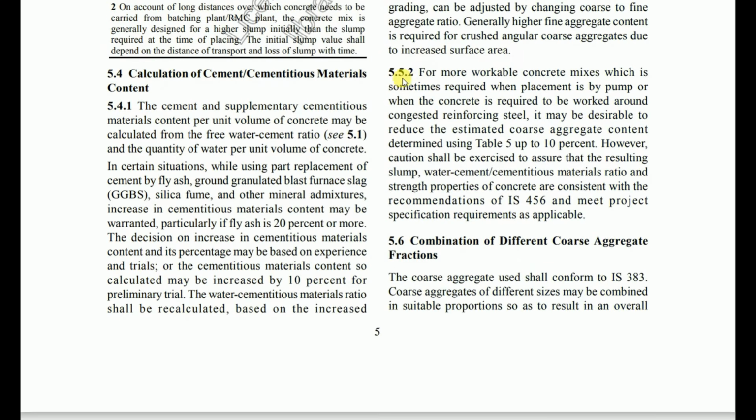In clause 5.5.2, it is given that for more workable concrete mixes, which are sometimes required when placement is by pump or when the concrete is required to be worked around congested reinforcing steel, it may be desirable to reduce the estimated coarse aggregate content determined using Table 5 by up to 10%. So if the concrete placement is pumpable, then we can reduce the coarse aggregate content by 10%.